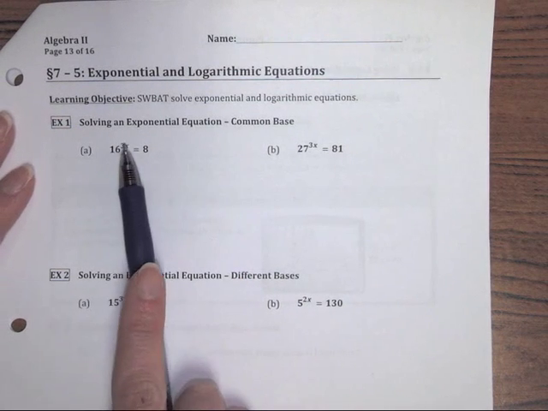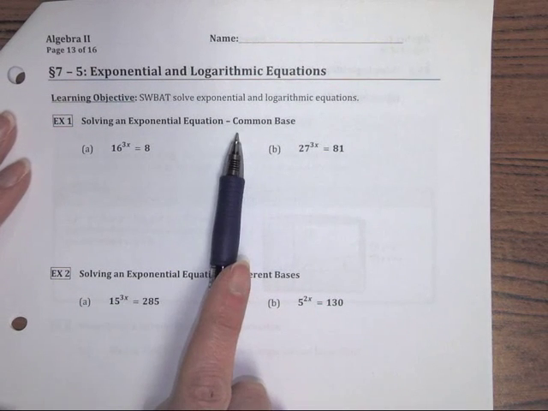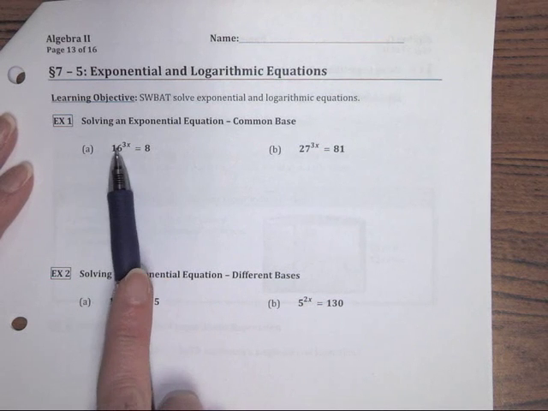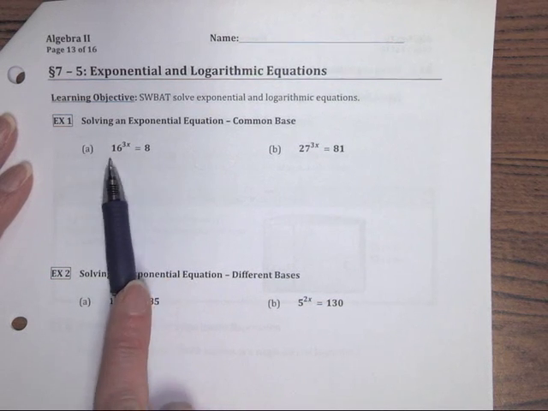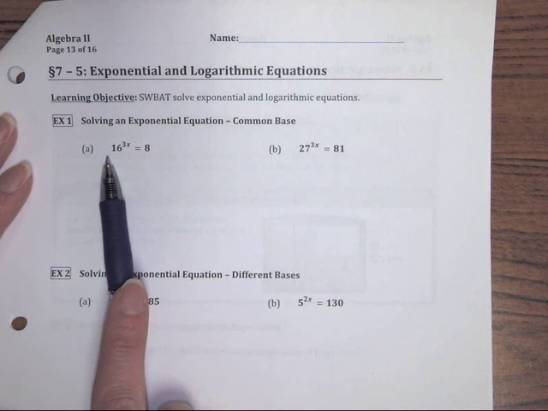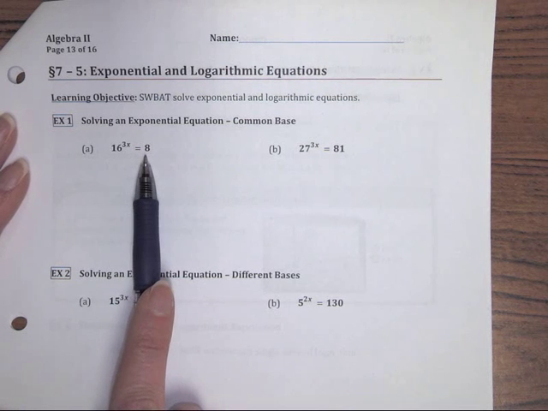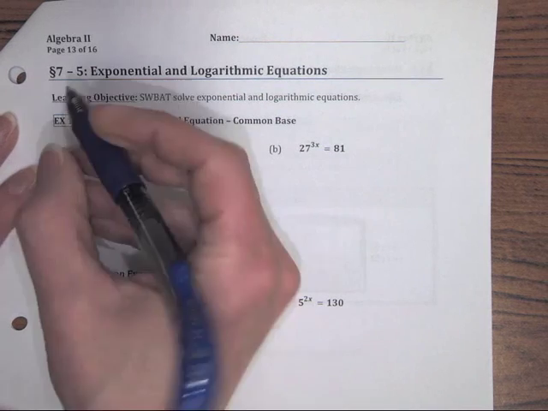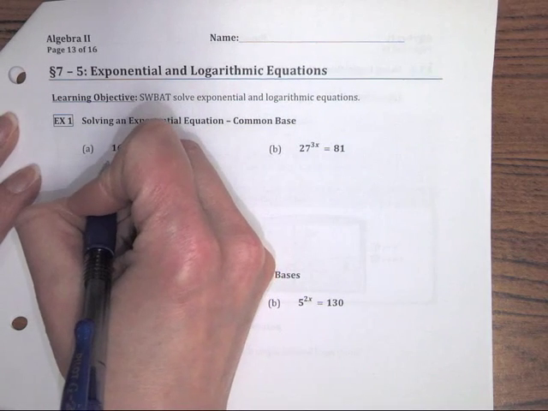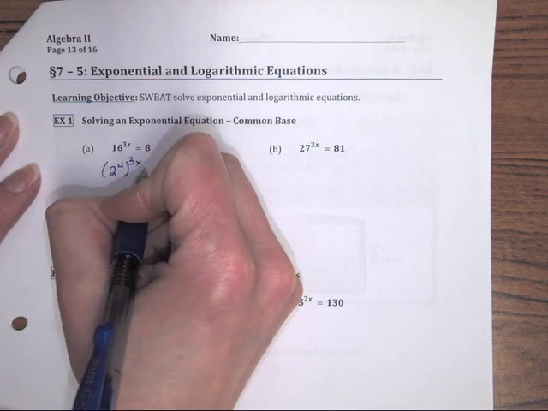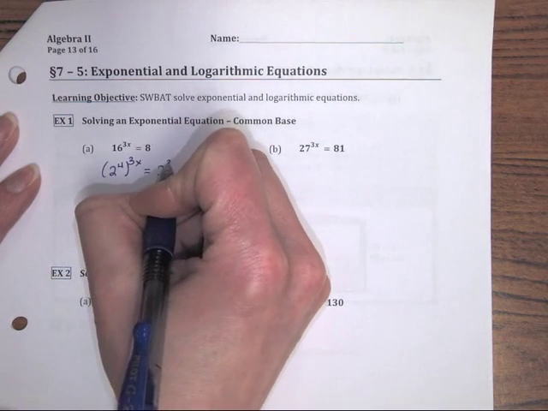So this is solving an exponential equation with a common base. When you're doing this, it means that you could get both sides to have a common base. Would you agree? I can write 16 as a power of 2, right? 2 to the 4th. And I can write 8 as a power of 2, 2 to the 3rd. Would you agree? That's possible. So it would look like this. 2 to the 4th to the 3x equals 2 to the 3rd.